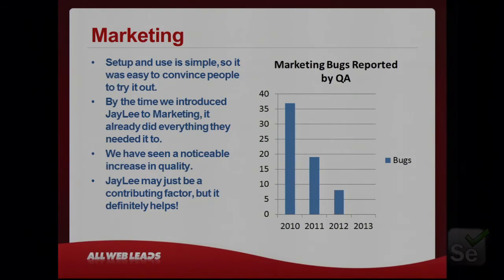So in 2010, and remember there was only one QA member for the first half of that, we found 37 bugs, a lot of those in production. 2011, which is early 2011, is when we introduced this tool to marketing. We cut that in half. 2012, we cut it in half again. And as of whenever I made this slide a few weeks ago, in 2013, the QA team has not reported a single bug to the marketing department's project, which is pretty amazing.